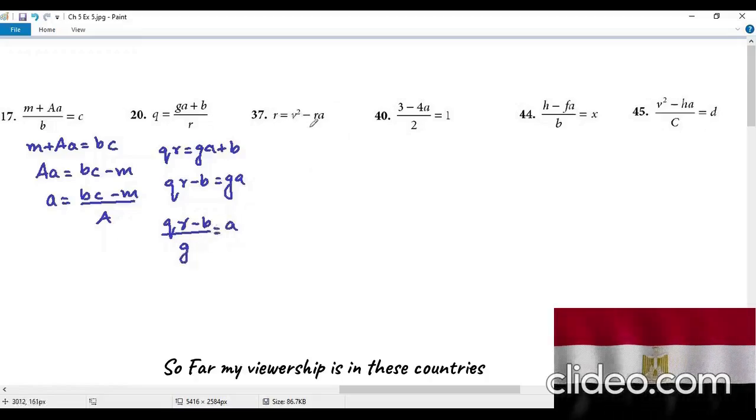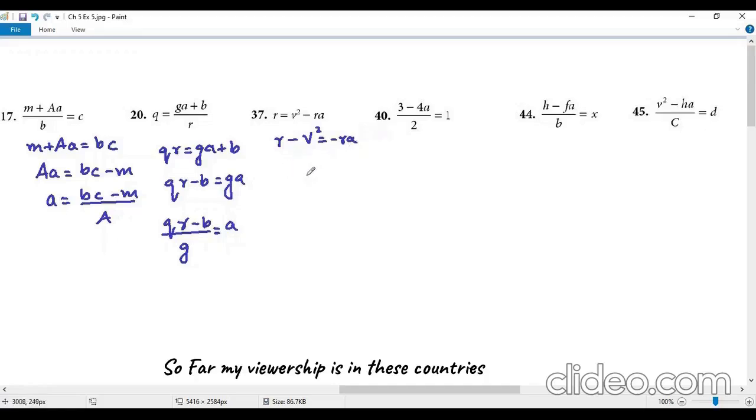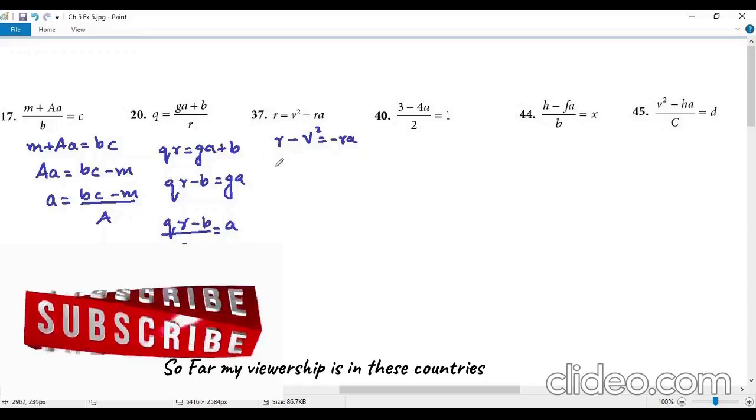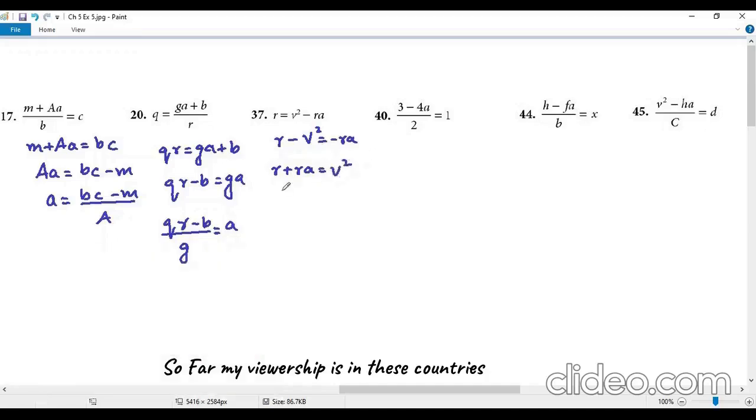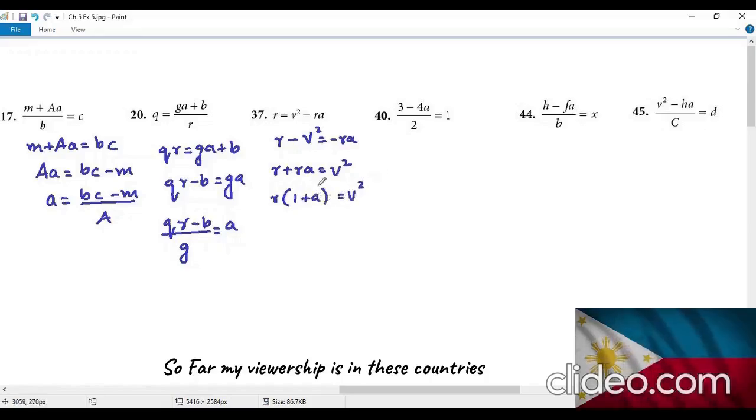When it comes to a question like 37, r minus v square equals minus ra, and this time r plus ra equals v square. R is going to be common in both, so r times 1 plus a equals v square. That means 1 plus a equals v square over r, and a is going to stay here, so v square over r minus 1 is going to be your final answer.